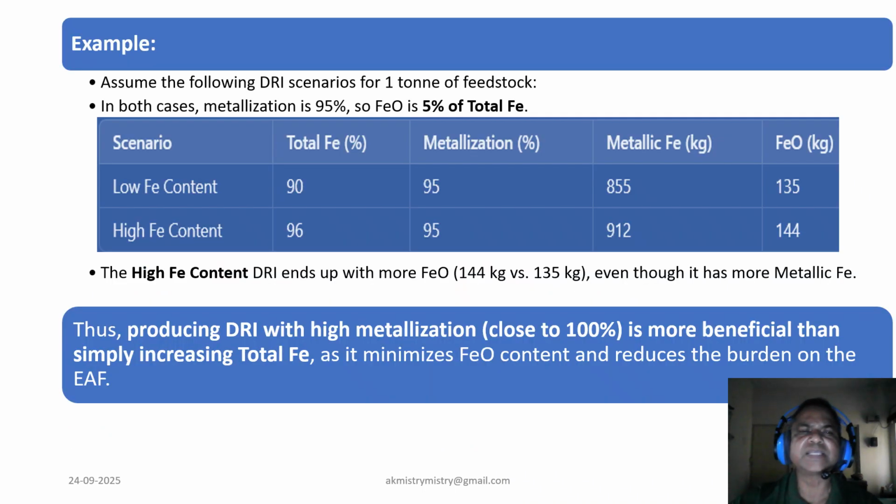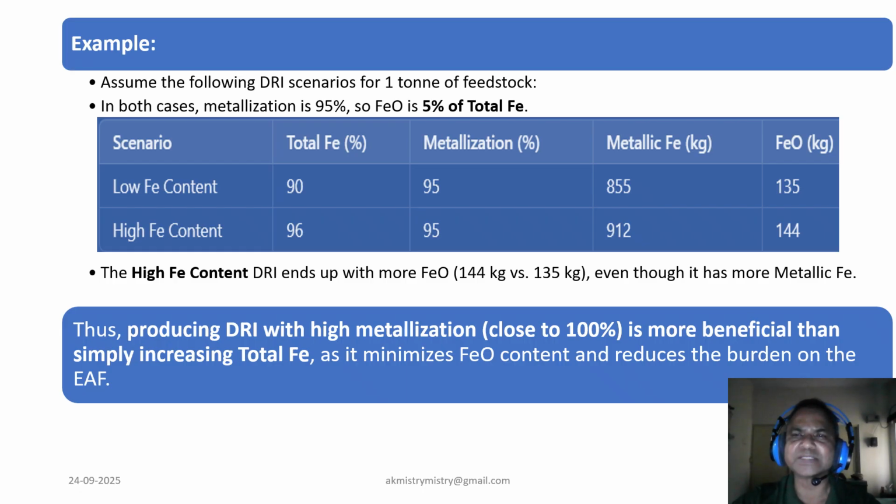Now, here is a comparison chart where we can see that if we produce DRI with a high total Fe for the same degree of metallization, there will actually be more FeO left in the DRI. This happens because a higher total Fe content provides a larger base for FeO to remain in proportion.